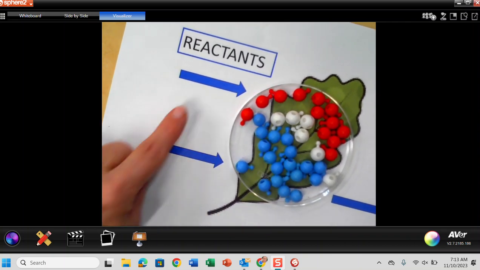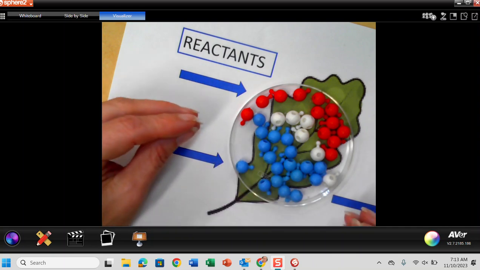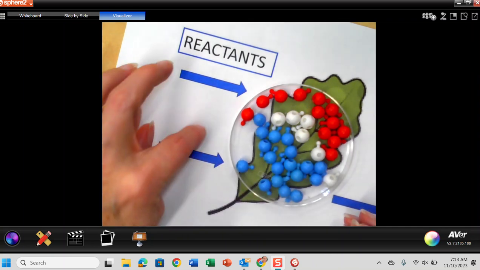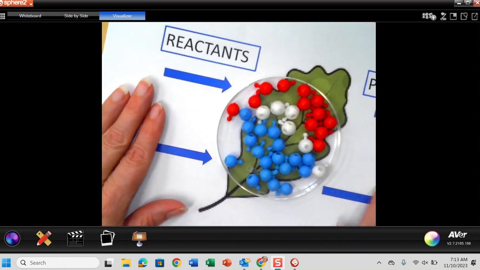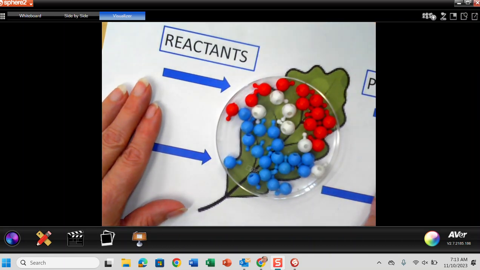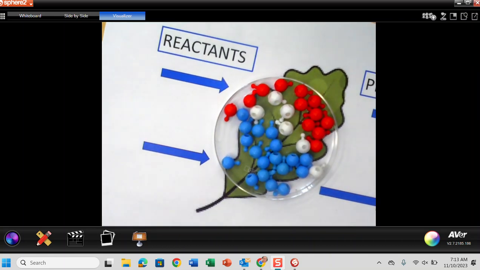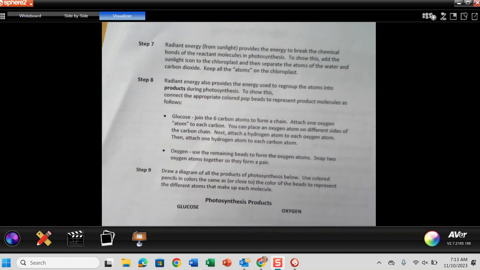So we started with some reactants. The sunlight broke apart my molecules that were my reactant molecules. And now through photosynthesis, I'm going to make some products. What are the products I expect to get? I expect to get glucose, remember that sugar, and oxygen. So step 8 of our lab says that we have radiant energy again. So now it's going to provide energy to regroup all of those atoms and put them back together in a different way. So we're going to form glucose and we're going to form oxygen.